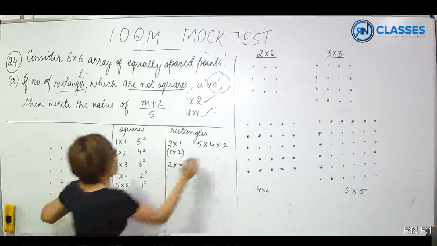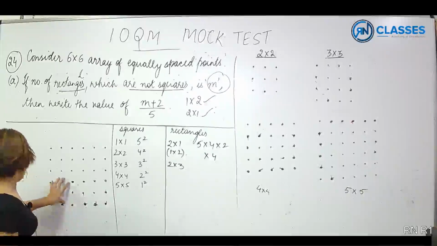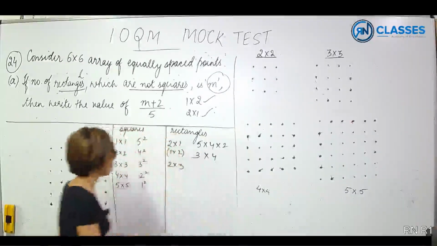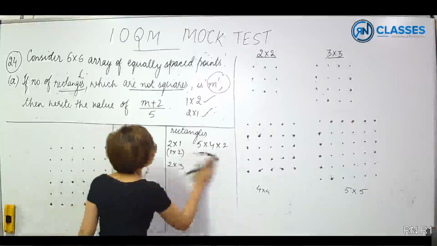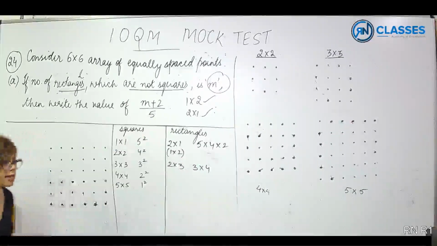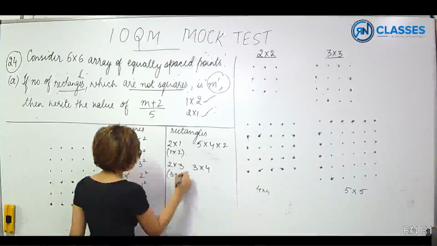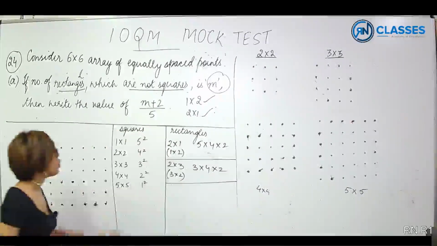4 is done. Now, how many times? Let's see. This was 1, 2, 3. Oh, I need to write it here. 3 into 4. Right? Now, obviously, I will include 3 into 2 also. That will be into 2. Done? Done. So, 2 into 3 is done.